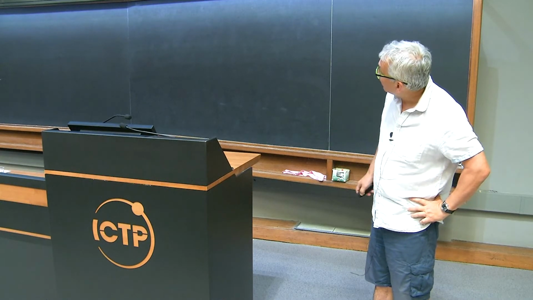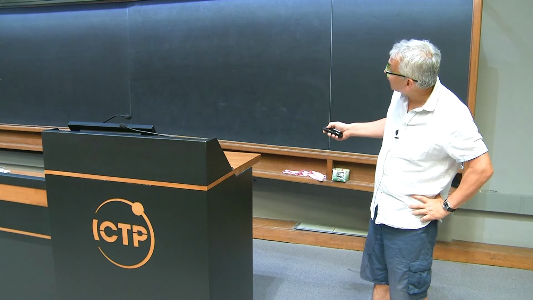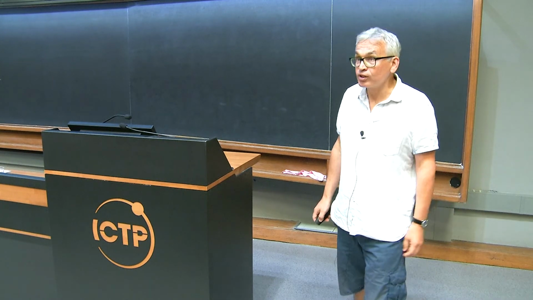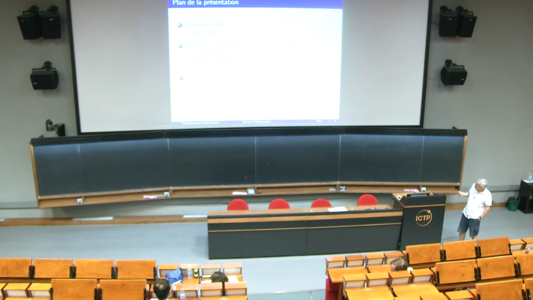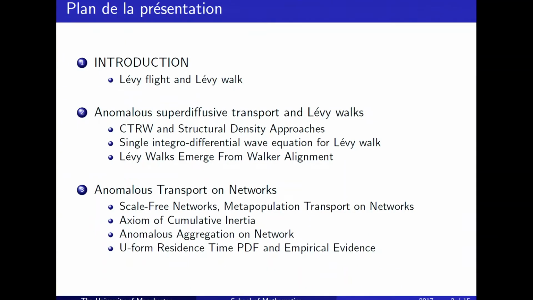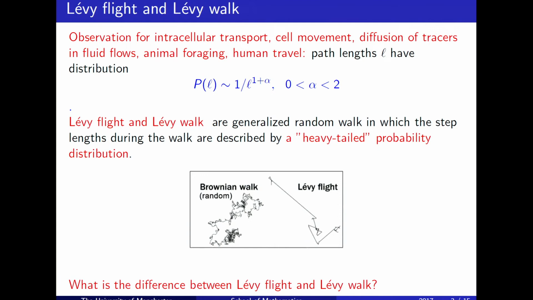The next part of my talk involves anomalous transport on networks. I will discuss scale-free networks and metapopulation transport, and the key thing today is the axiom of cumulative inertia, which leads to so-called anomalous aggregation on networks. It's a widespread phenomenon in nature, in biology, in physics.